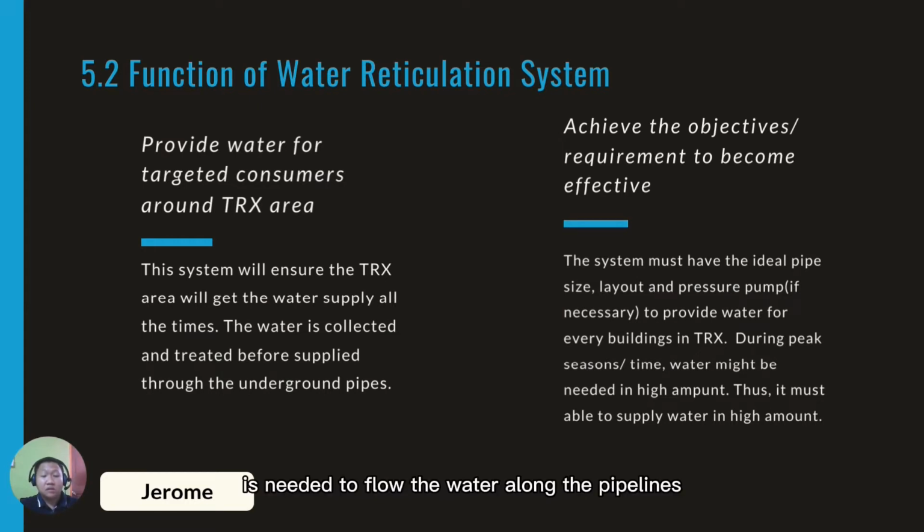Enough energy is needed to flow the water along the pipelines, as the movement of the water will encounter numerous resistance. Elevation of the pipeline location can help to ensure that the water will move flawlessly. Second one is this water reticulation system should achieve the objective or requirement to become effective. The water reticulation system must have ideal pipe size, layout, and pressure pump capacity to provide to the feed load. During some peak season, this water reticulation system cannot be affected as it must supply enough water even during the peak season or peak hour.